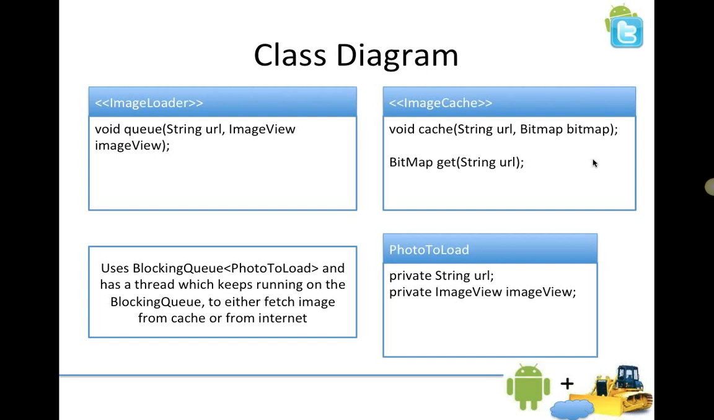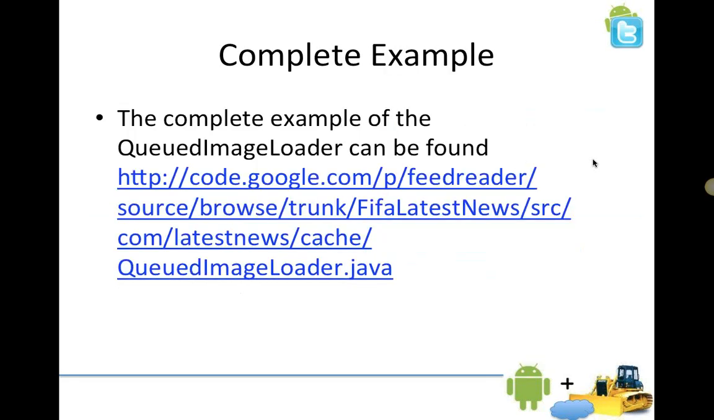And there's a class called photo2load, which I'm using, which is a tuple, a pair of URL versus image view. And this is where you can see the complete example of the queued image loader. I'll just run you through the code quickly.